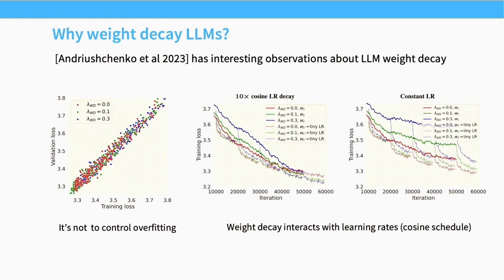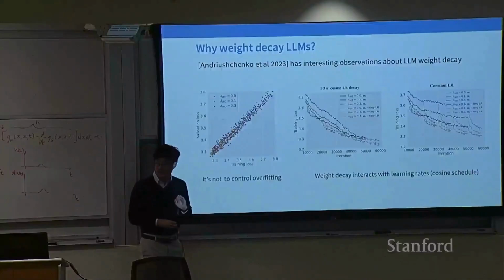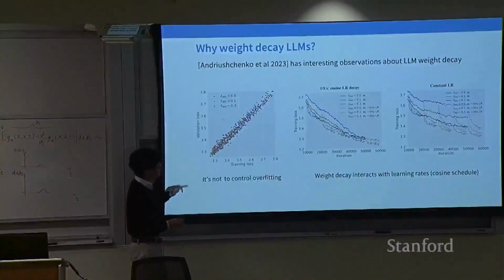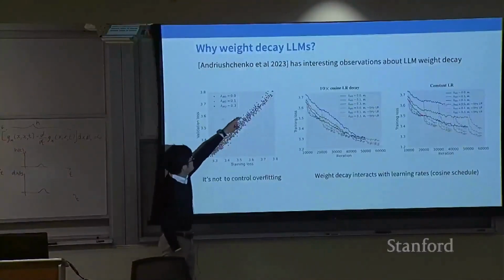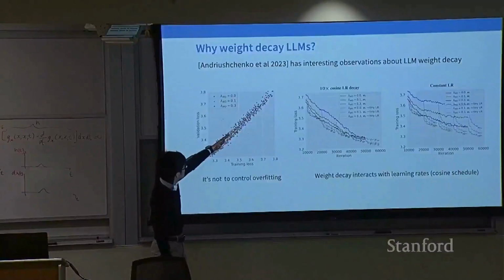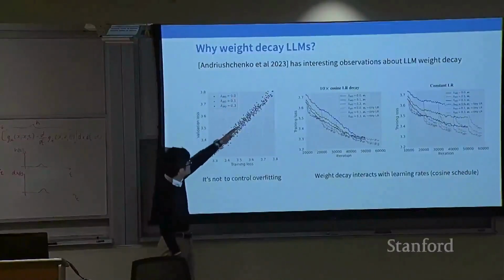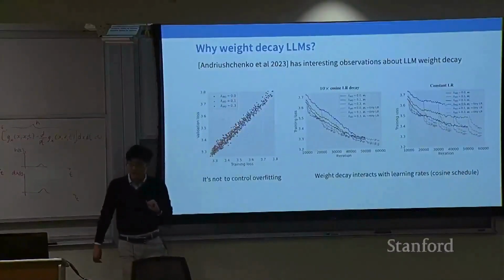So if you look at the training versus validation loss across different weight decay settings on language model training for single pass SGD, you don't really see any difference. Weight decay isn't shifting things so the validation loss is better. There's already no overfitting. We're on the x equals y line here, right?